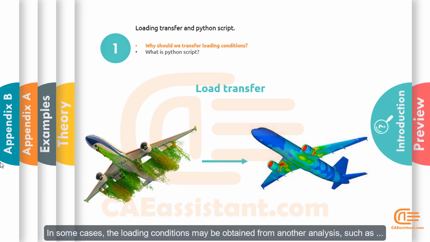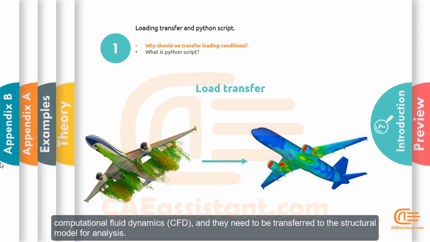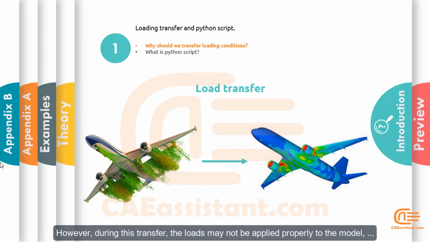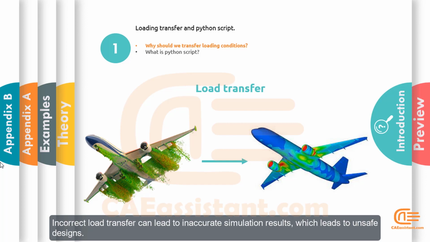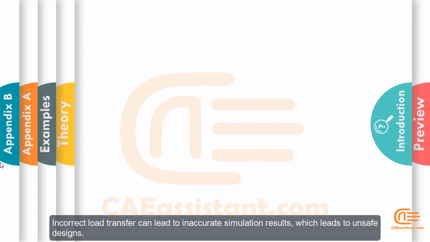In some cases, the loading conditions may be obtained from another analysis, such as computational fluid dynamics, or CFD, and they need to be transferred to the structural model for analysis. However, during this transfer, the loads may not be applied properly to the model, especially when the loads are complex, such as the pressure distribution of a spacecraft or an airplane. Incorrect load transfer can lead to inaccurate simulation results, which leads to unsafe design.